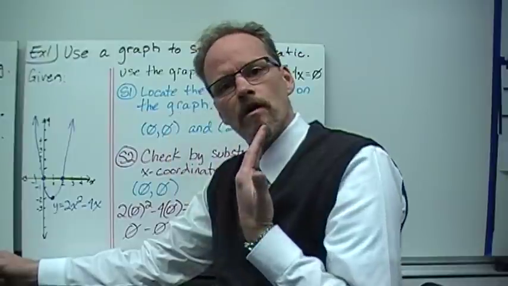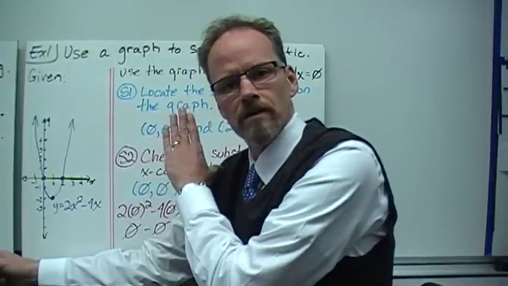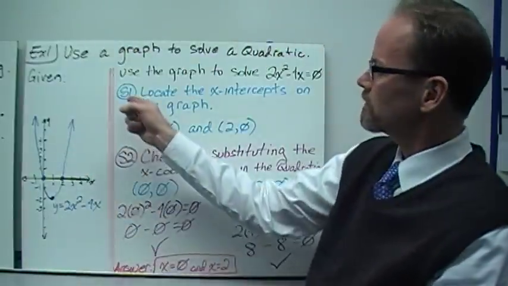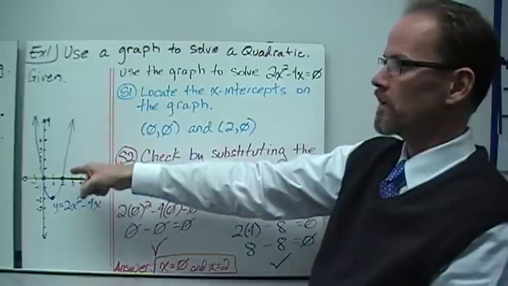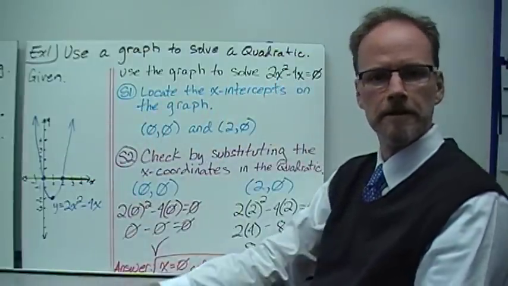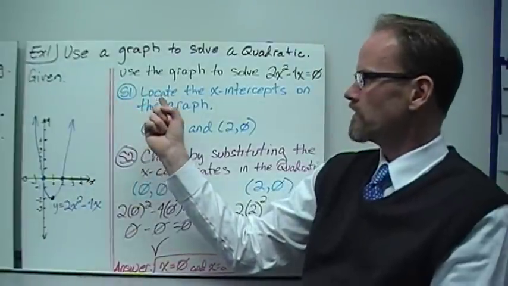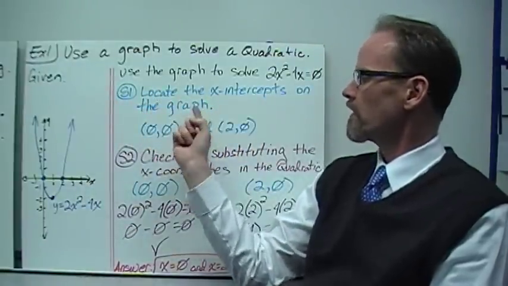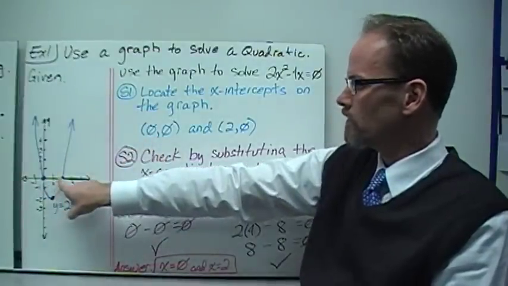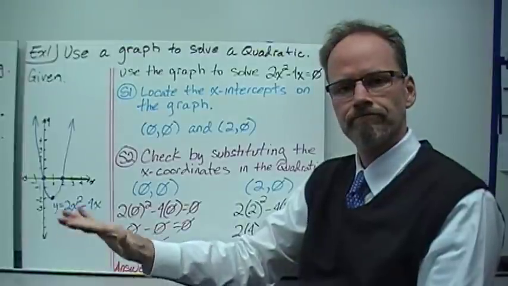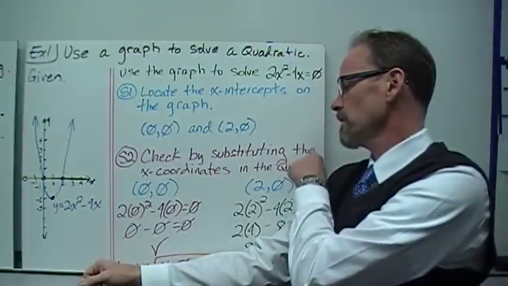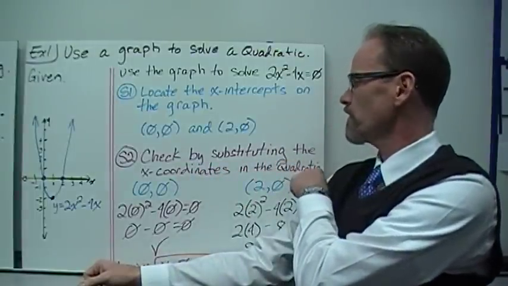So I'm going to back away, and you're going to pretend that this is where the work starts. This is what you're given. Step 1: we're going to use that graph to solve 2x squared minus 4x equals 0. Let's locate the x-intercepts on the graph. We locate the first one, (0, 0). We locate the second one, (2, 0). That's it. Step 2, let's check by substituting the x-coordinates into the quadratic.